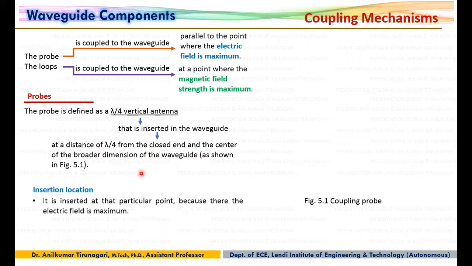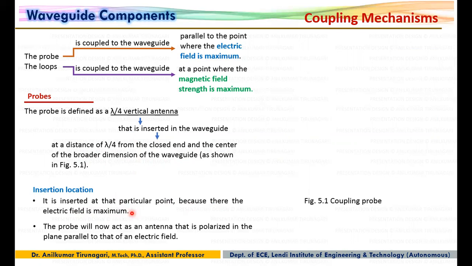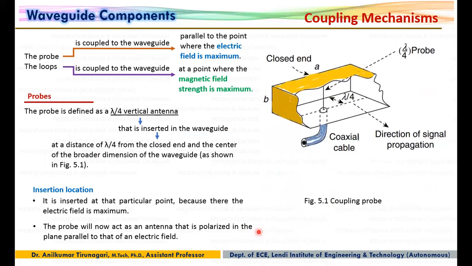And where we have to insert that probe is at a particular point because the electric field is maximum there. The electric field is maximum at the center. So at that location only, we have to place the probe. This probe will now act as an antenna that is polarized in the plane parallel to that of the electric field. Let us see this figure.